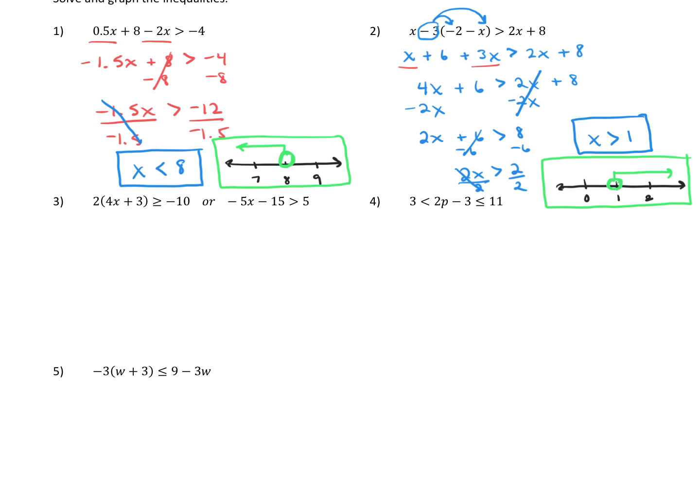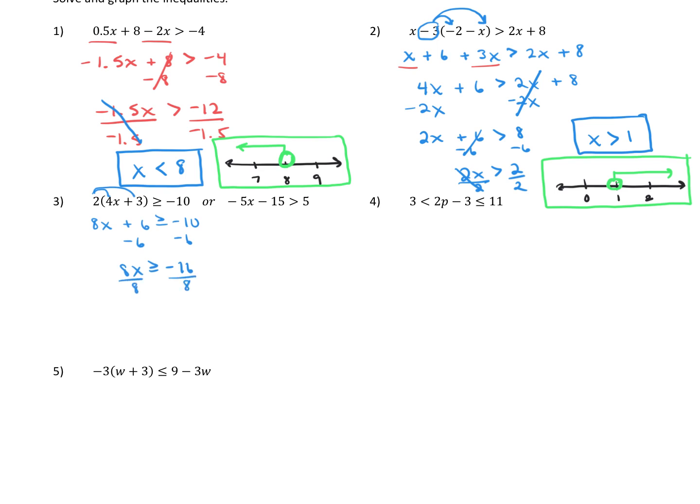For this one on the left, we have some distributing. Positive 2 times positive 4x is positive 8x. Positive 2 times positive 3, positive 6, is greater than or equal to negative 10. Then we just can start solving for x. We'll subtract 6. So 8x is greater than or equal to negative 10 minus 6 is a negative 16. We go back to the x. We're going to divide by 8.